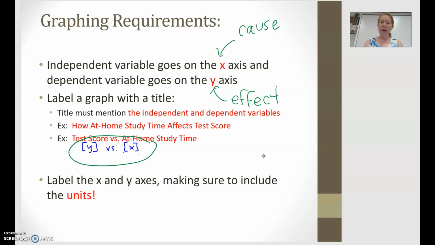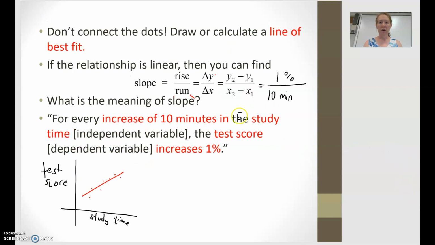Okay, and then label your axes with units. In science, we don't connect the dots. If it looks like it's supposed to be a curve, you're trying to figure out what kind of curve. If it's linear, you try to make a line that goes sort of between all the dots. If it's linear, you can find the slope, and that will mean something.